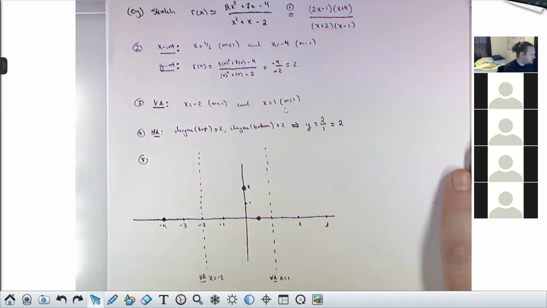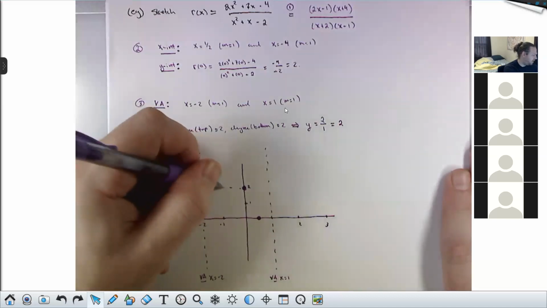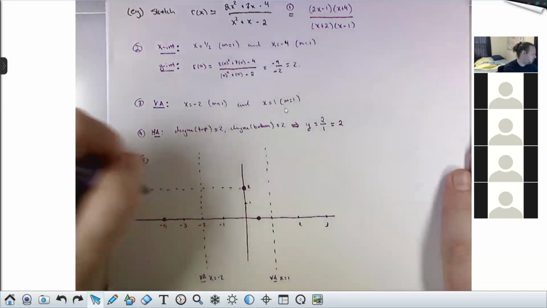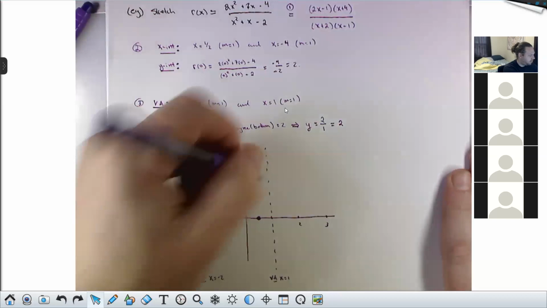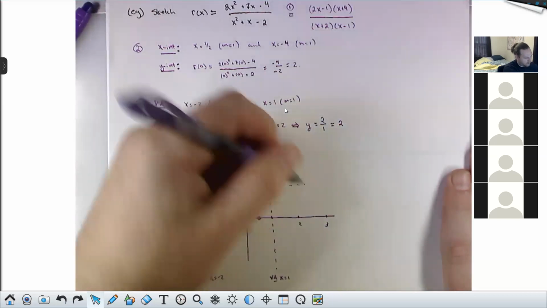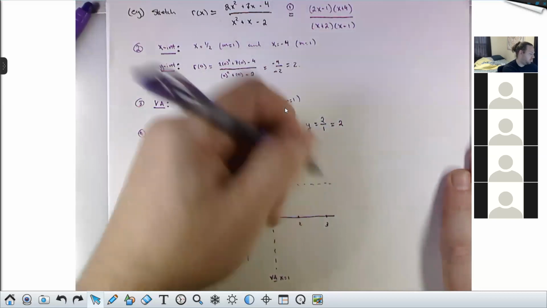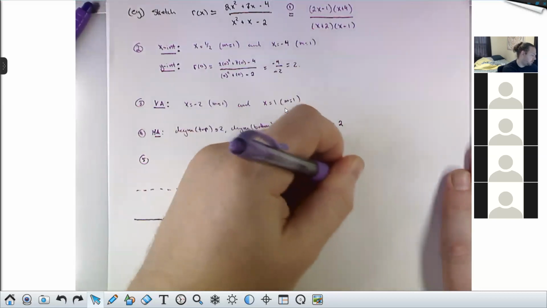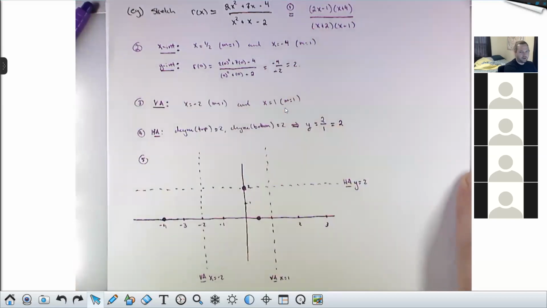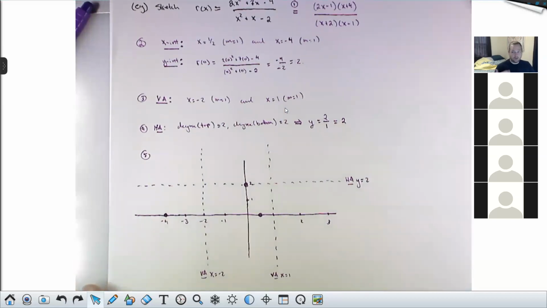My horizontal asymptote, we said, was y = 2. Ooh, this is interesting. This answers a question that was asked earlier: can a function cross over its horizontal asymptote? Yes. And here it is. My horizontal asymptote is this line, y equals 2, but that's also my y-intercept, which means this function is going to hit its horizontal asymptote.